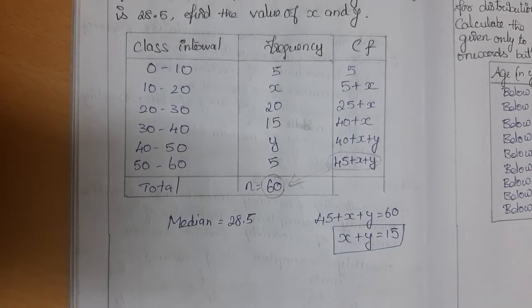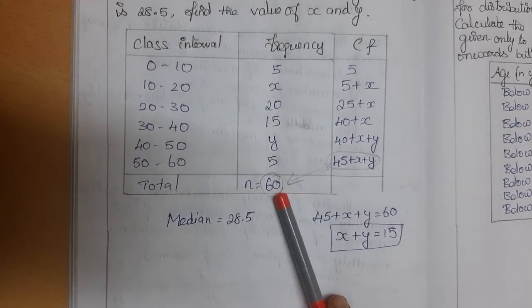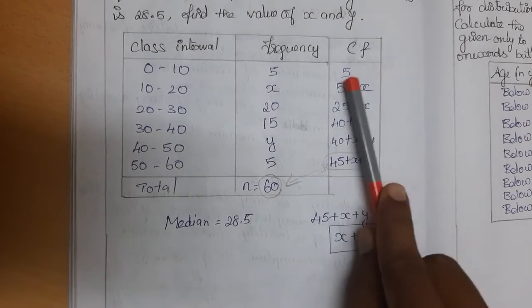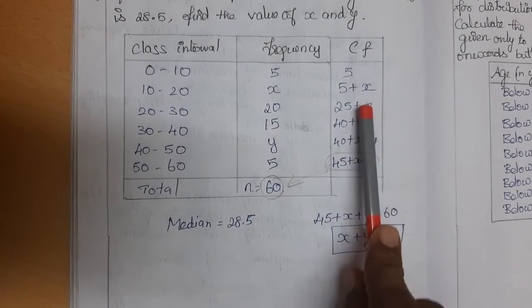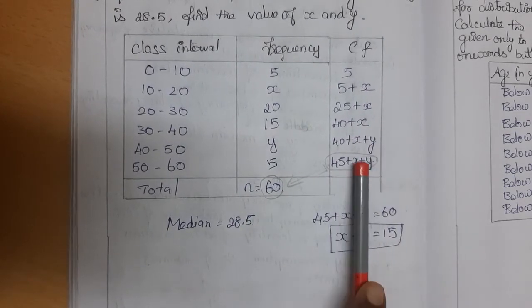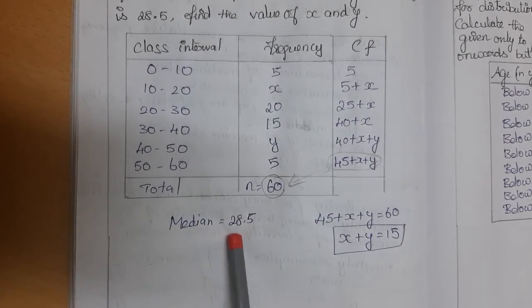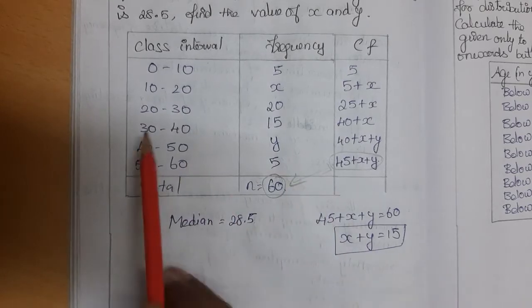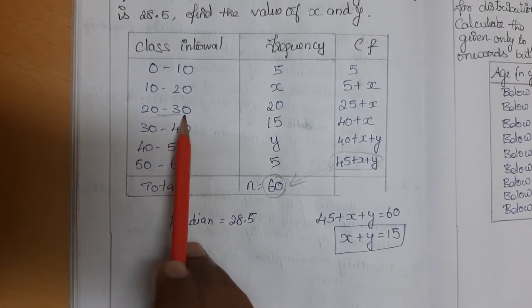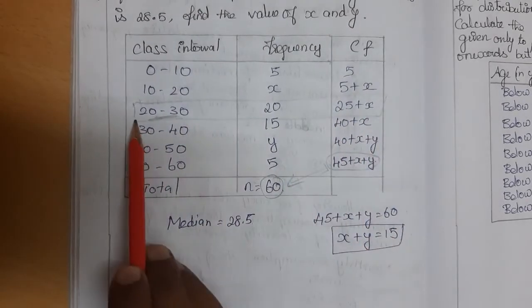So next we have to locate the median class. Usually we locate it by half of n, right? n by 2 is 60 by 2, which is 30, but here we can't identify it since it is in the variable. If we have a fixed number only then we can find it, but they directly gave the median as 28.5. So just locate which class interval has 28.5. 28.5 lies between 20 to 30, right? In between here you will be getting 28.5. Then this is the median class.